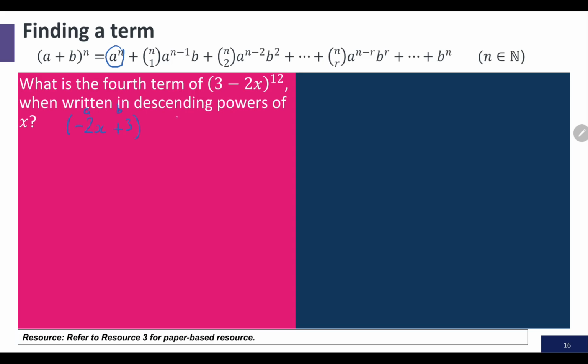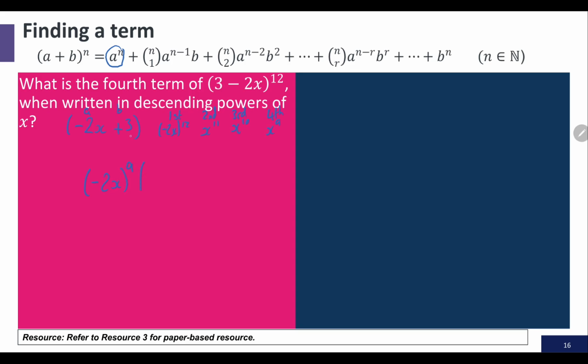So the first term, I'm just going to write it here, then I'll have to erase it. The first term would have been minus 2x raised to the power of 12. The second term would have been x to the power of 11. The third term would have been x to the power of 10, and that's going to be x to the power of 9. Okay, so this time that's at the front there. So we know it's going to be minus 2x to the power of 9.